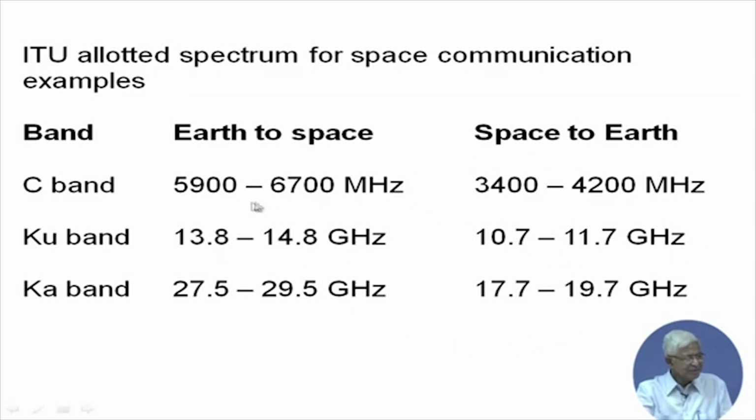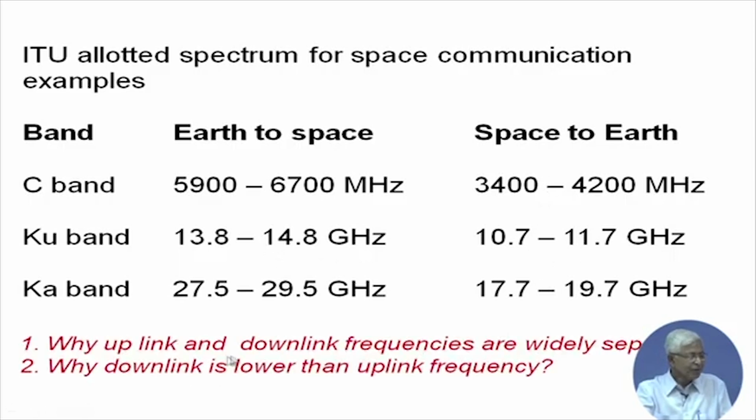Do you see that the uplink frequencies are always higher than downlink frequency? So, why are uplink frequency and downlink frequency widely separated? That is one question, and that is why the downlink frequency is lower than the uplink frequency. You should find out the answer from the books. Okay, this is very interesting to know.